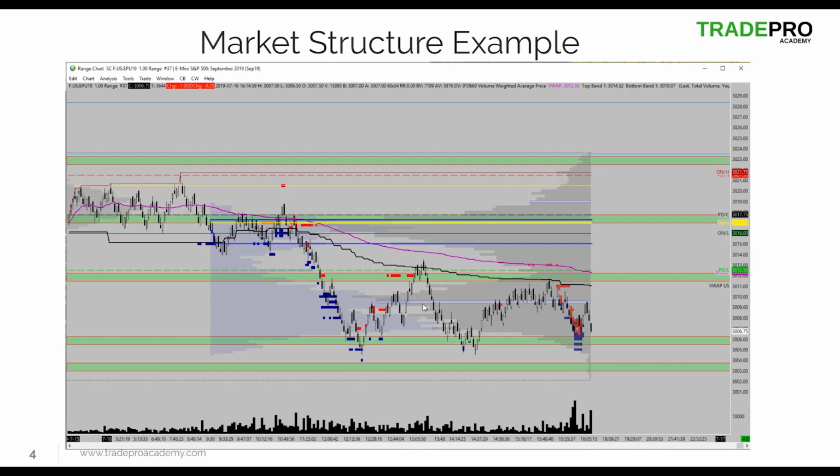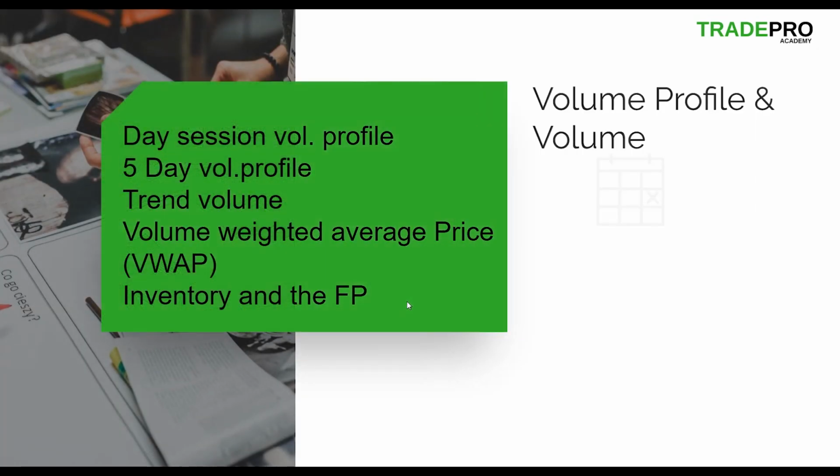So we're going to consider that number one, first we need to know the basics in market structure. Now, going into volume and volume profiles, this is the indicator of the day. This is the best indicator to use to day trade futures and other markets even. So we're going to be looking at the day session volume profile, the 5-day volume profile, the trend volume, the VWAP inventory, and the footprint. So these are a lot of volume indicators here, but they all fall under the volume construct.